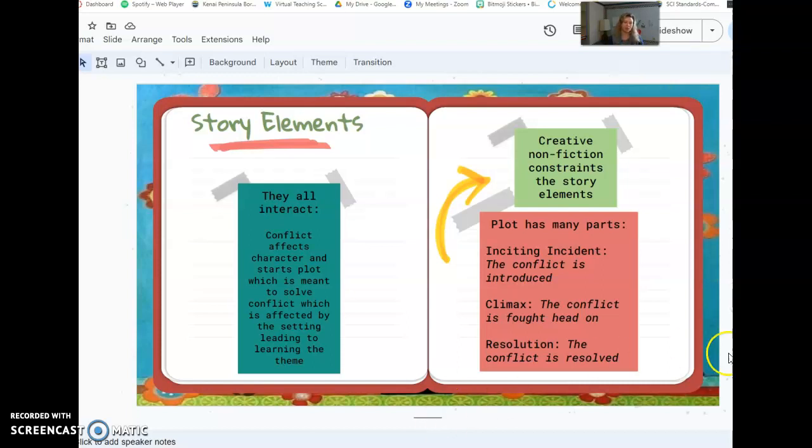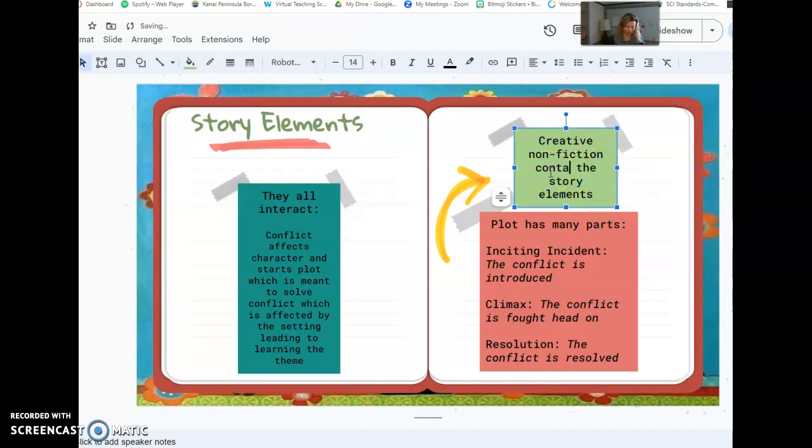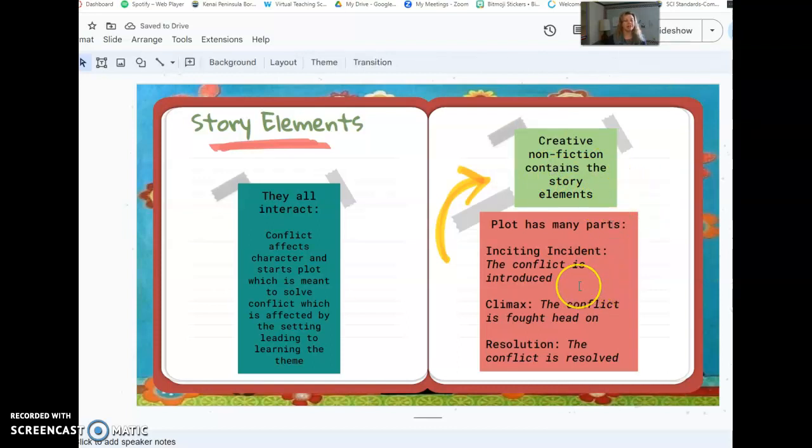Okay? Now, the story elements are present in all stories. Nonfiction means it's a true story, right? So the difference between creative nonfiction and just general nonfiction is that it contains the story elements. That should say contains, not constraints. Contains the 5 story elements, okay? And then finally, there's 3 different parts of plot. There's more than 3 different parts of plot, but these are the 3 we're going to talk about, which I actually already talked about 2 of these.